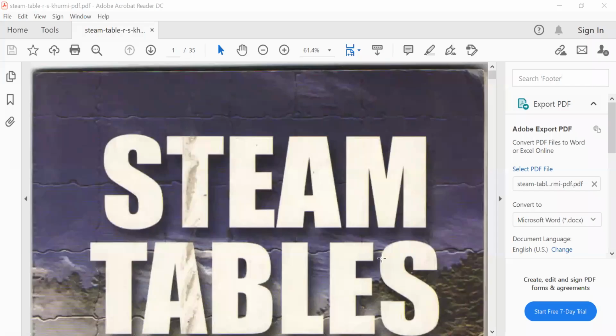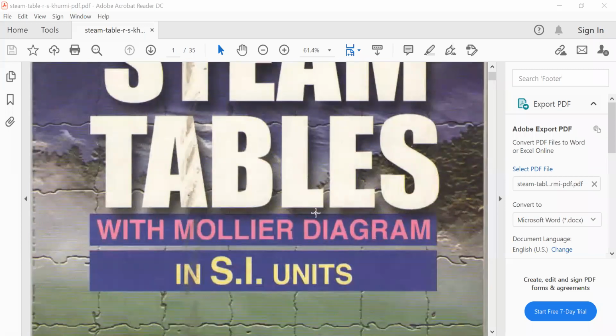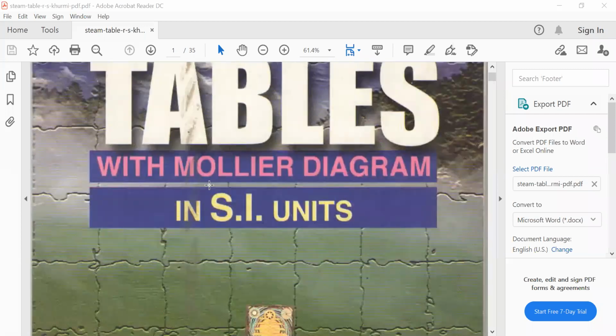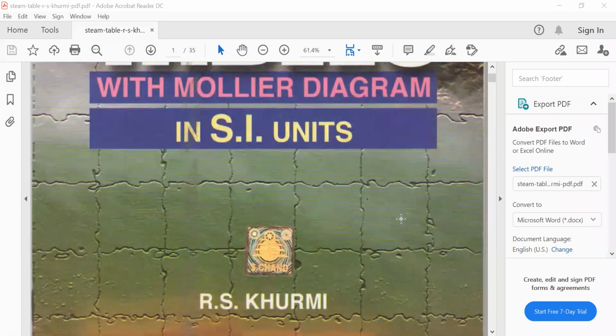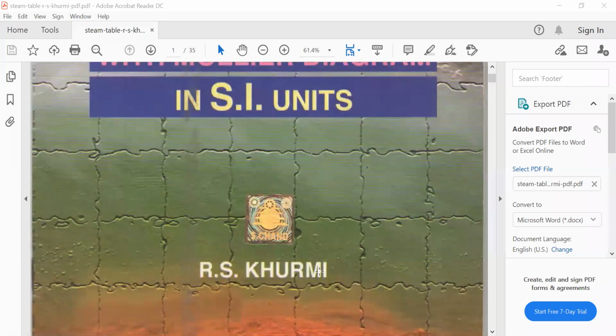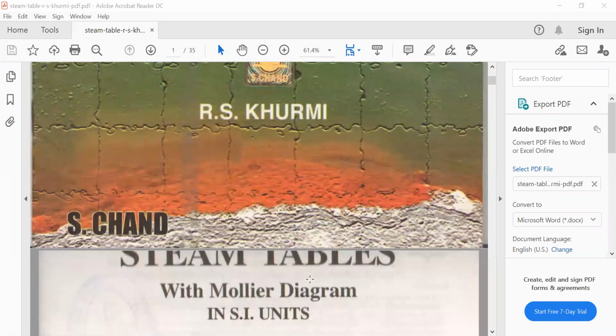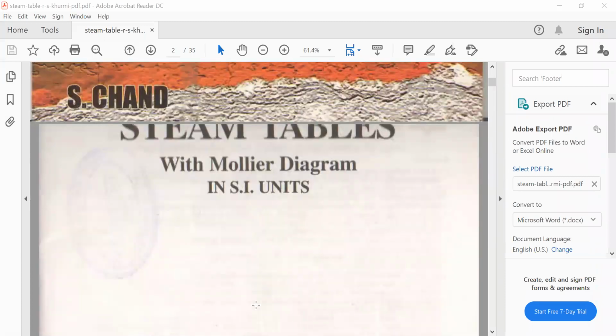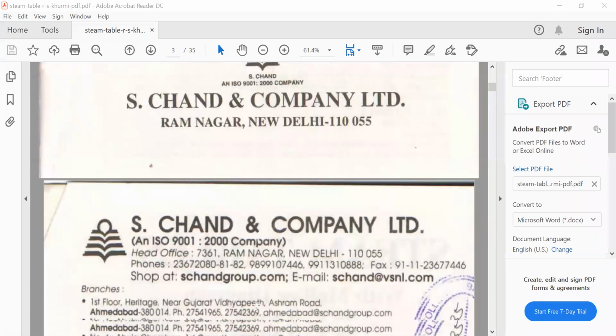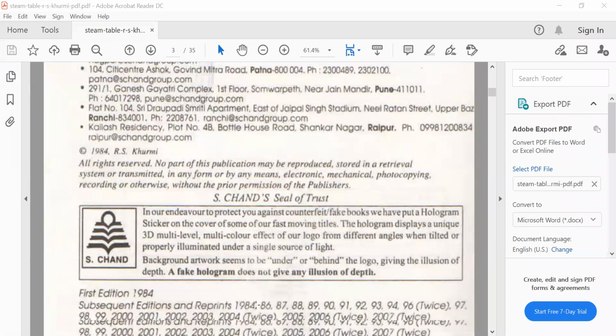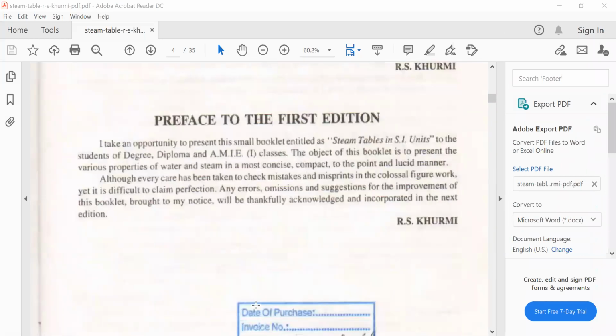So we are having steam tables like this. In steam tables, different authors will be there, with molecular diagrams, SI units, everything. This is the author R.S. Khurmi. Like this, so many authors will be there for steam tables. If you take any steam tables, the procedure is the same, the values will be the same. You can choose any author. Publication will be S. Chand. If you open the steam tables, here you will get the contents and all these things.